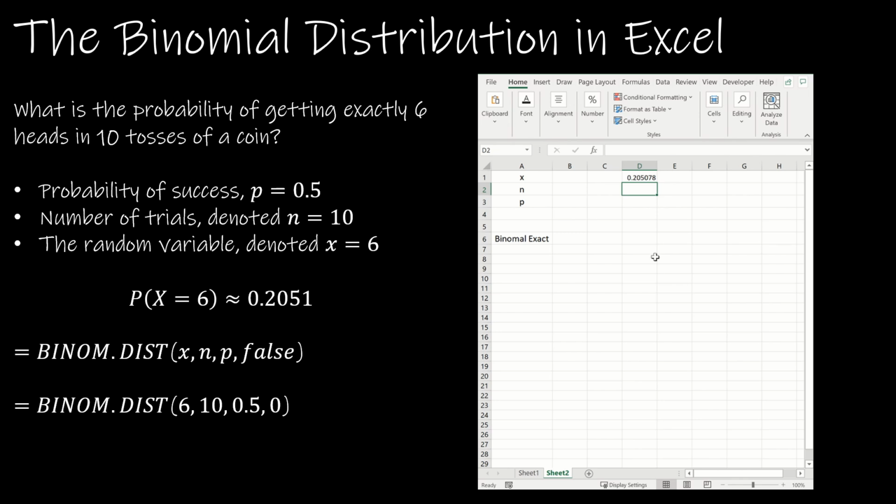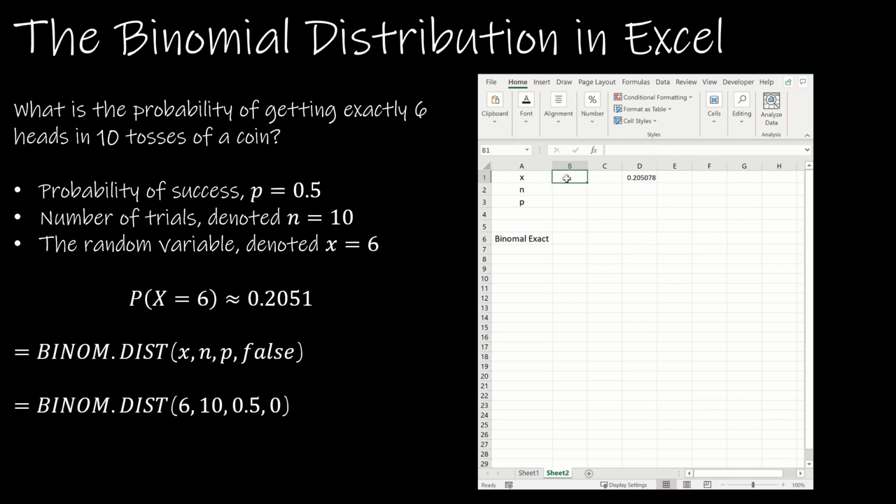So here's my solution, 0.205078, which is about 0.2051, which is what I found by hand. Now that's great, and it works every time. So you will do something like this when you're working on your project in Excel.